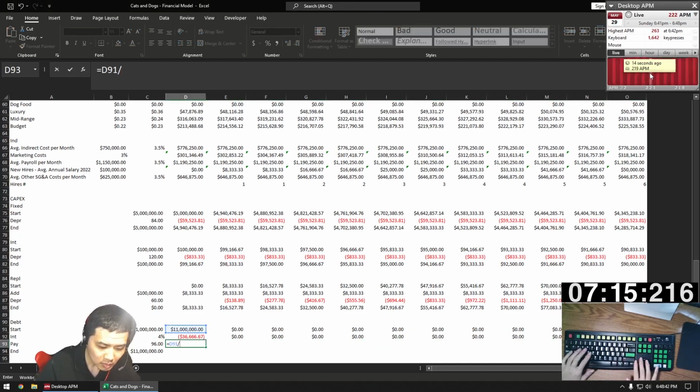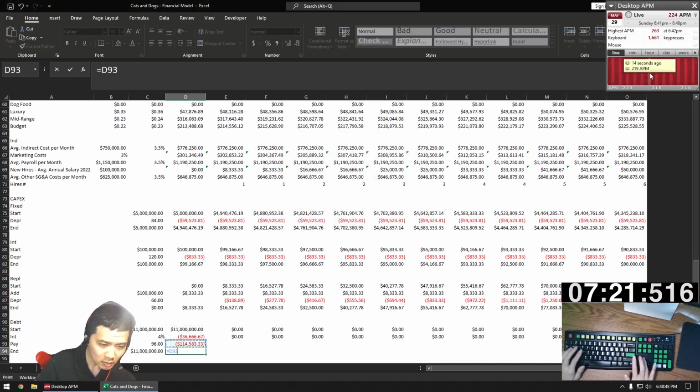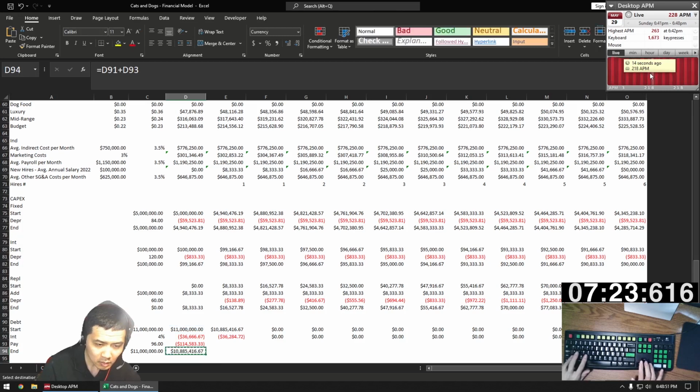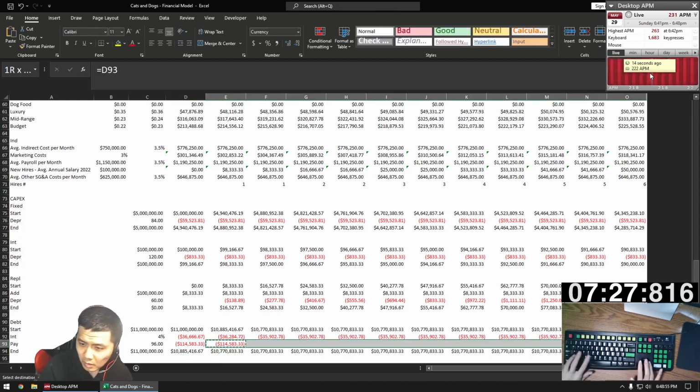And don't forget that your ending balance does not include your interest. You're just subtracting the payment toward the principal from the starting balance. Sorry.